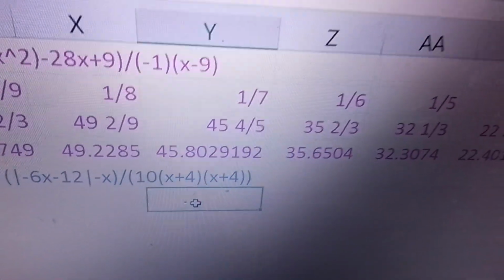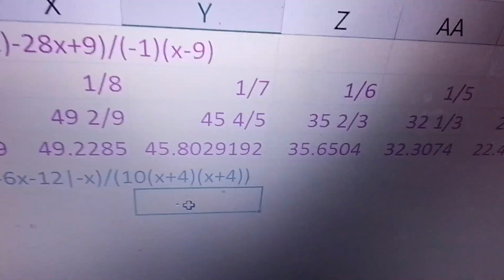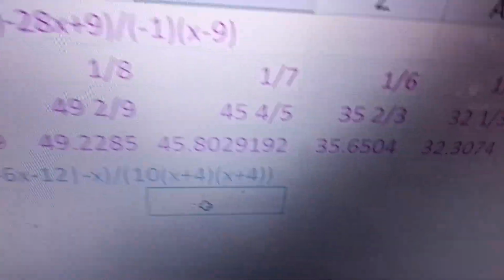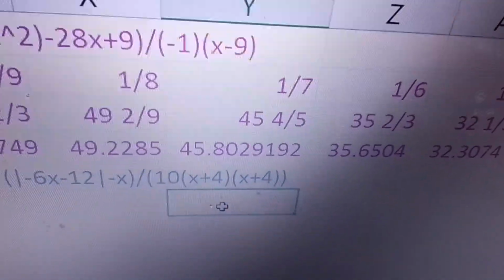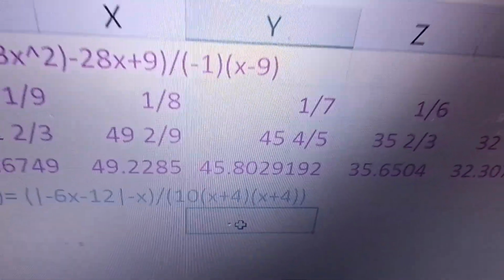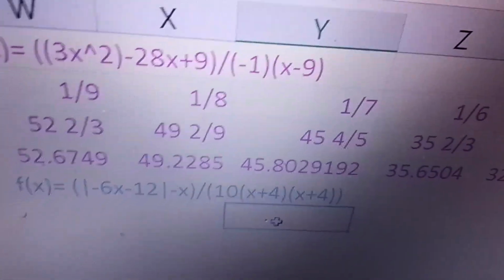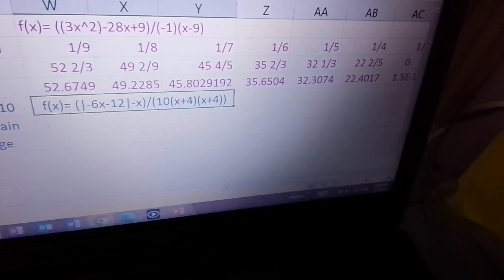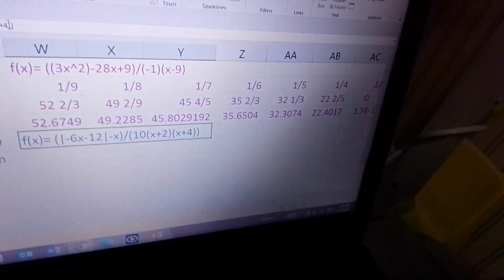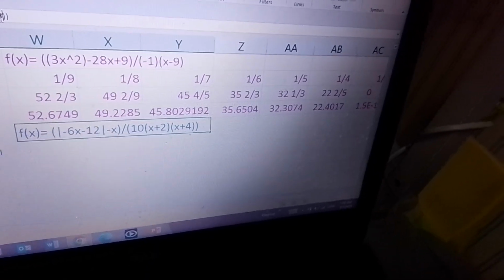I know now. When we factor out the 10, it should be x squared plus 4x plus 4. So that's supposed to be 2, not 4. Sorry guys, it's supposed to be 2. So it should be 2 there. The difference of 2 squares, and another 2. So another 2.